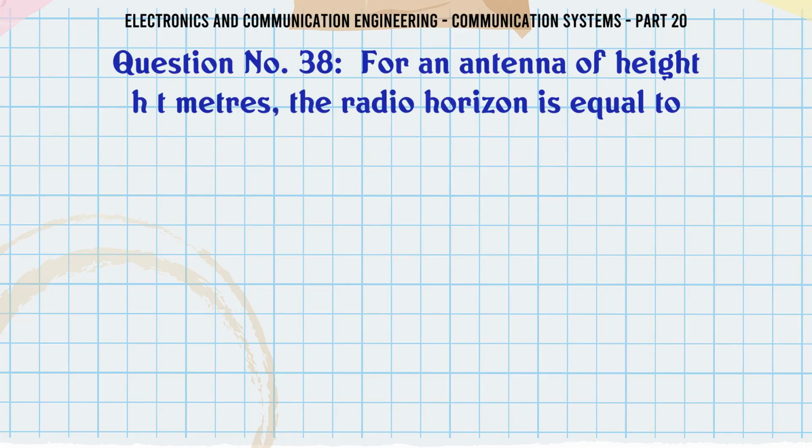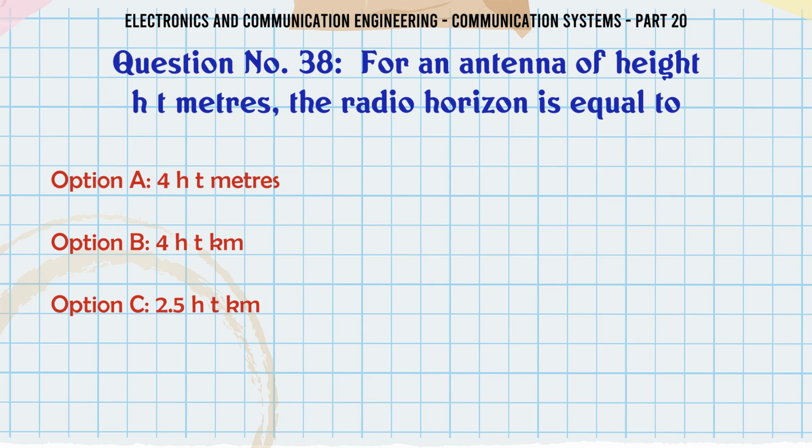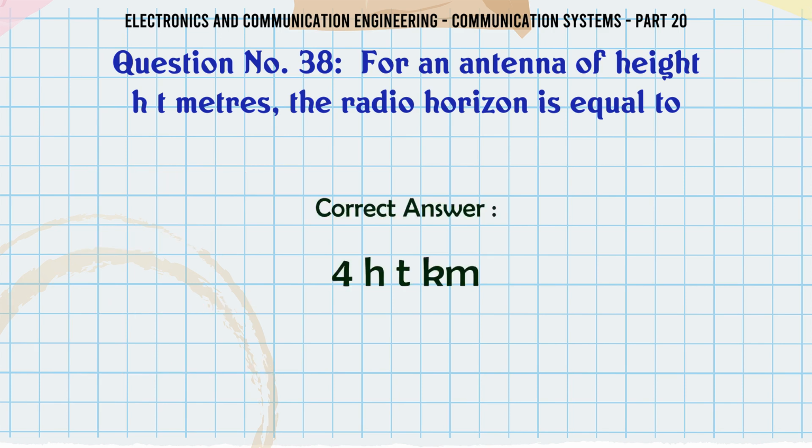For an antenna of height ht meters, the radio horizon is equal to A. 4 ht meters, B. 4 ht kilometer, C. 2.5 ht kilometer, D. 2.5 ht meters. The correct answer is 4 ht kilometer.